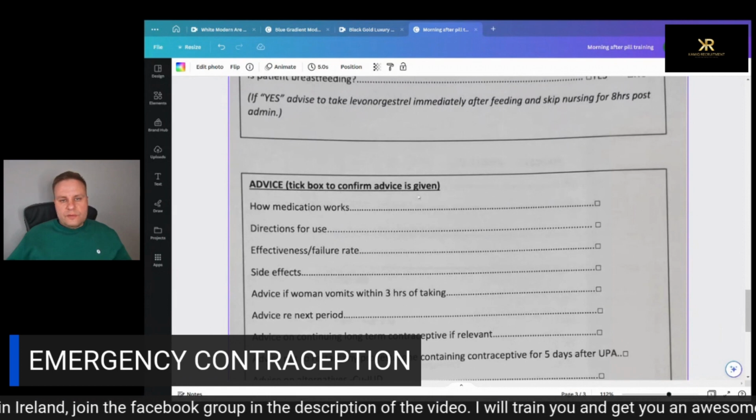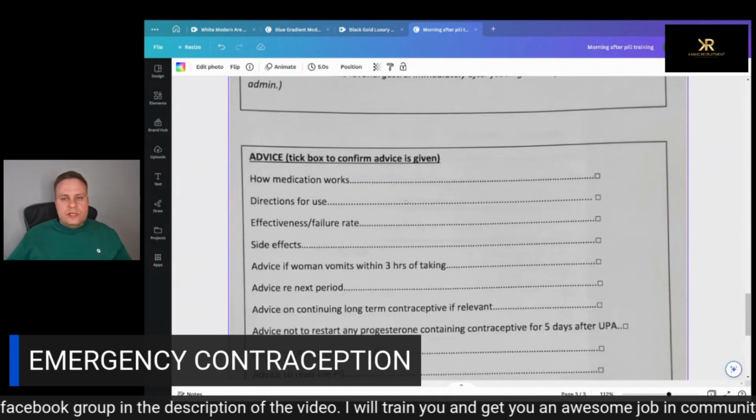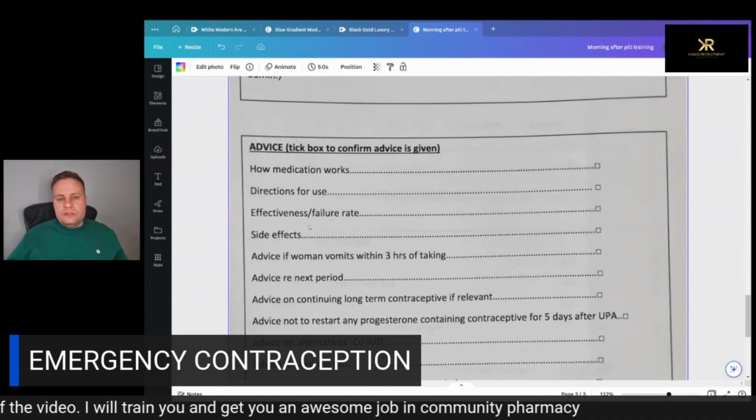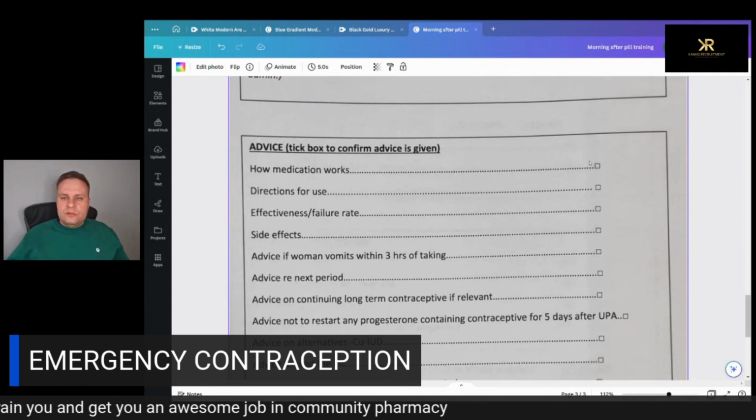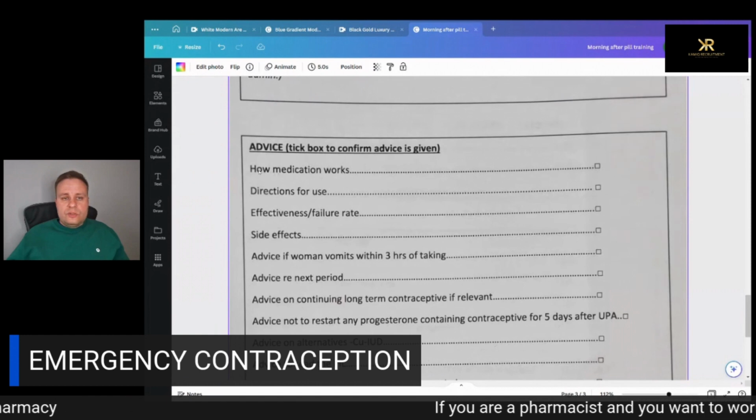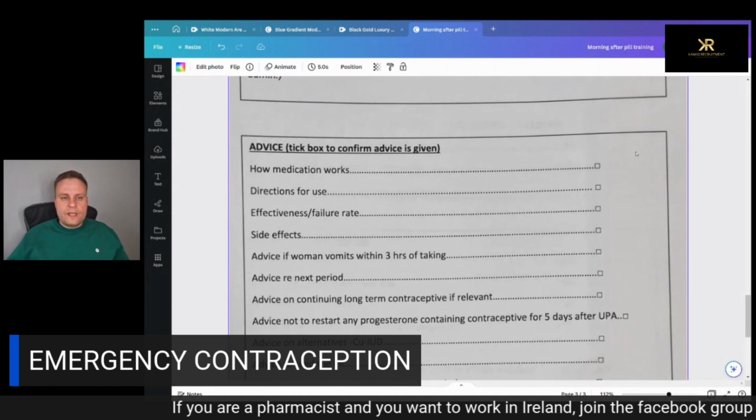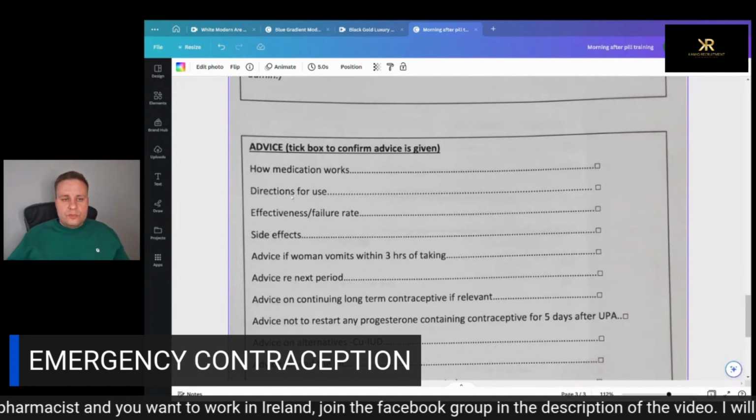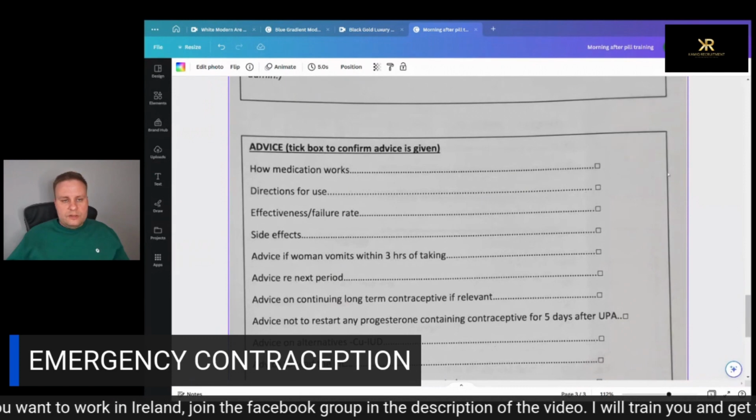Tick box to confirm advice is given. So you have to go through it all. You have to do all these, and then make sure that you have said all of these. You have to go through this form. You have to make sure you told the patient how the medication works, and then you tick it here. You have to make sure you told her the directions for use, and then you tick here to make sure you did.